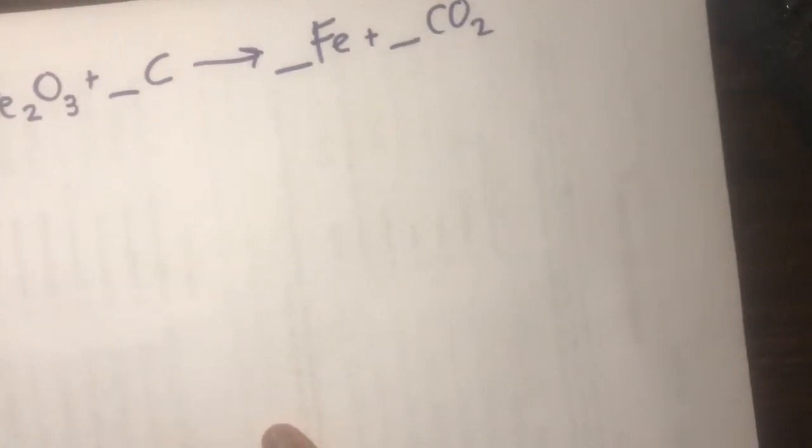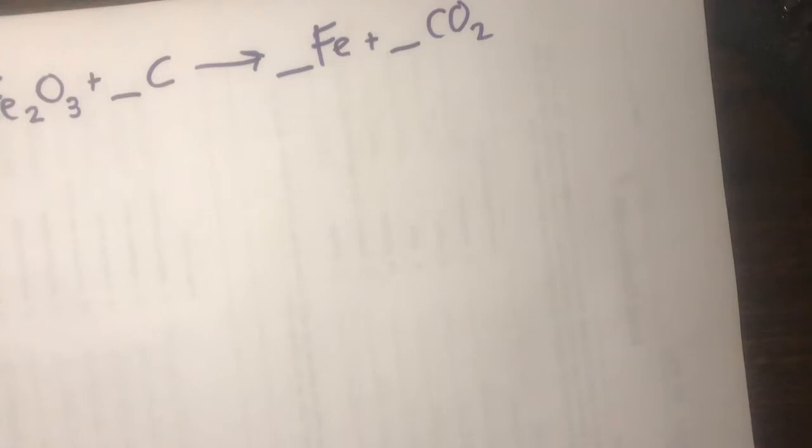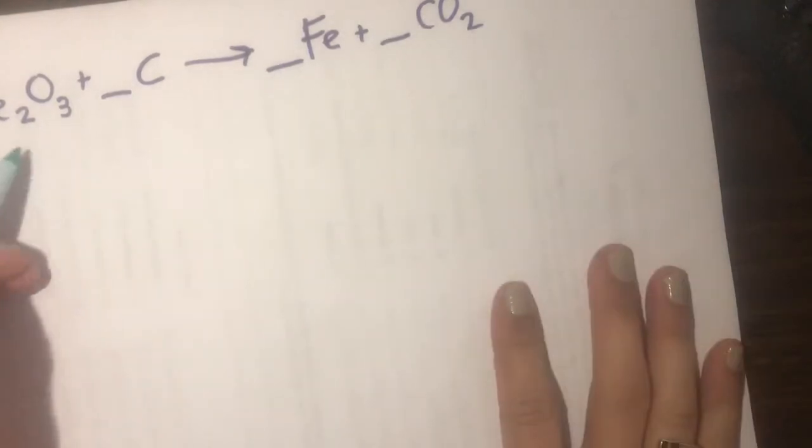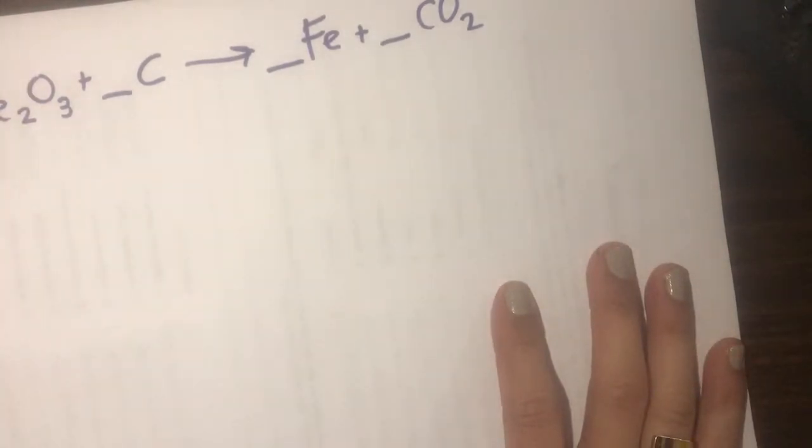Okay, so this is balancing equations, and this is in your booklet. I just wrote it up here so you can see. So the law of conservation of mass, or conservation of matter, all that means is it has to have the same on both sides. So over here on this side, these are the reactants.